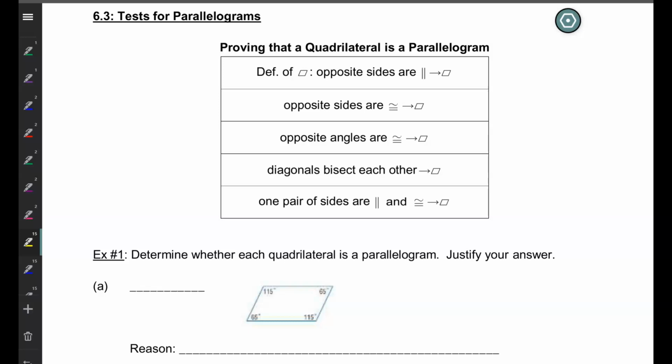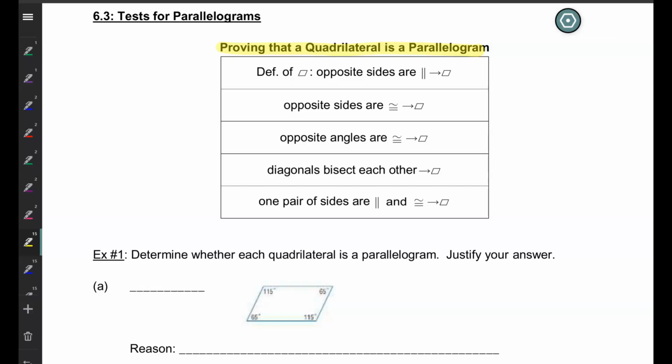All right, so 6.3, basically these are going to be converses of what we did previously. Last lesson, we were given that it was a parallelogram, so what could we assume? This time, what information will prove that we have a parallelogram?